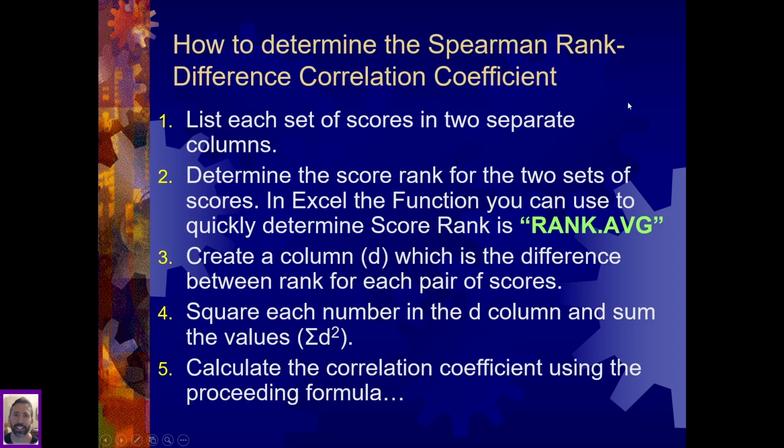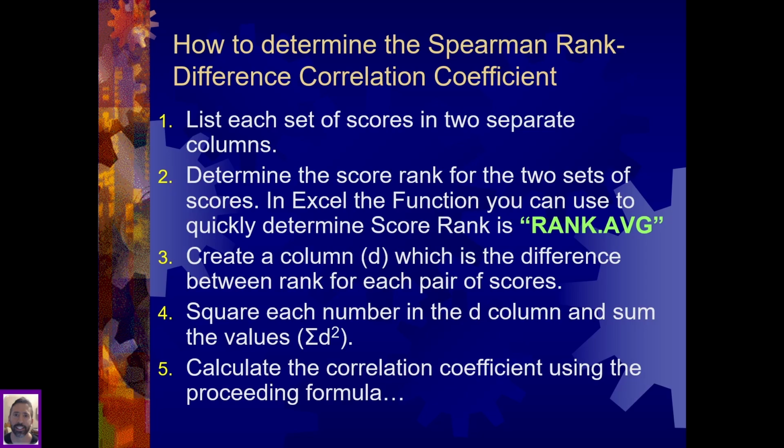So how we're going to do this is we're going to list each set of scores in two separate columns. And then we're also going to create a column with the score rank for the two sets of scores. In Excel, we're going to be using the function called RANK.AVG, and this is an easy way to get the score rank for data. I'll show you how to use this function to make your life a little bit easier when you're calculating the score rank. Remember, when you're doing score rank, identical scores are going to get the same score rank, and you'll see that once we pull up our Excel spreadsheets.